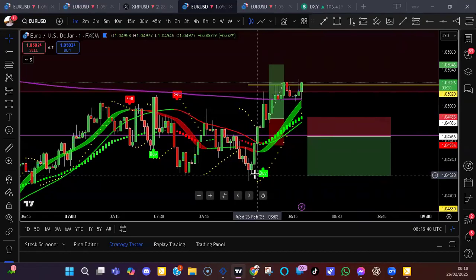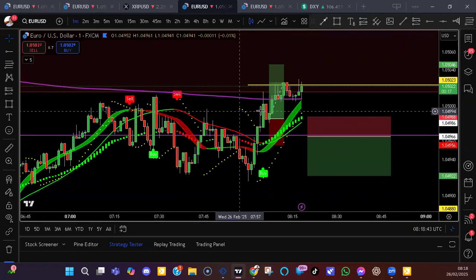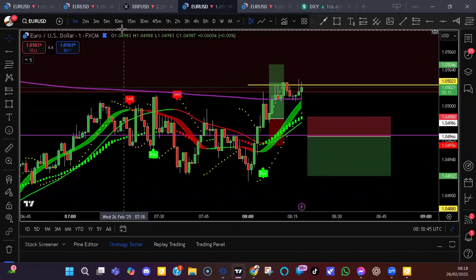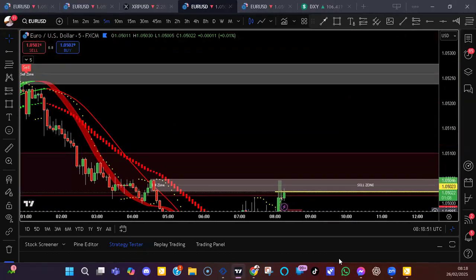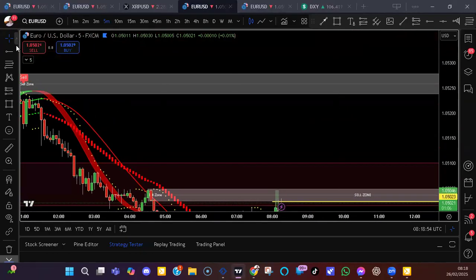So this buy all of a sudden may lead on to bigger things for the euro. We don't know. Is there another sell zone above? Well, there is another sell zone. I'll mark that in.